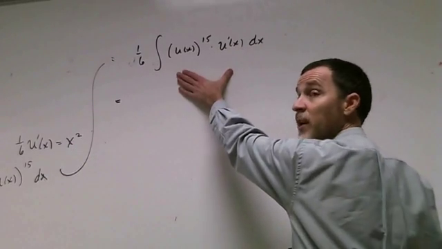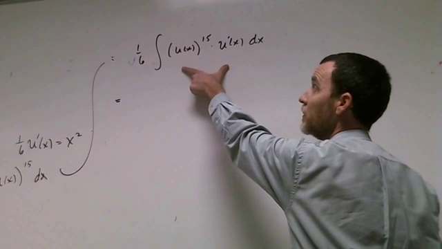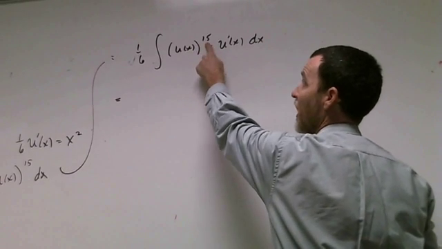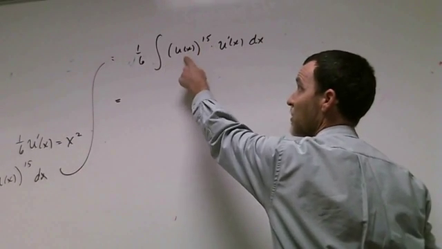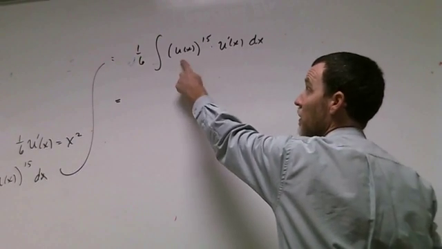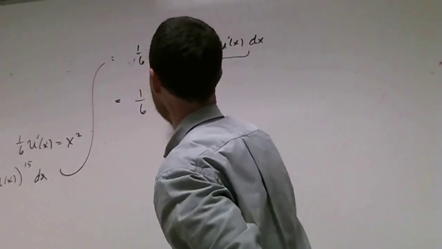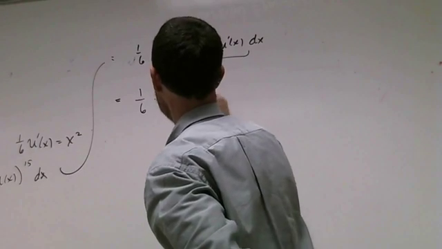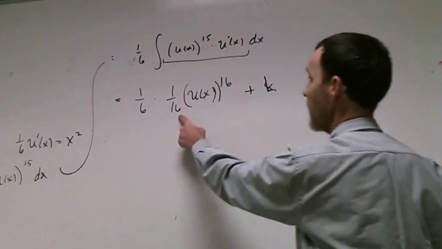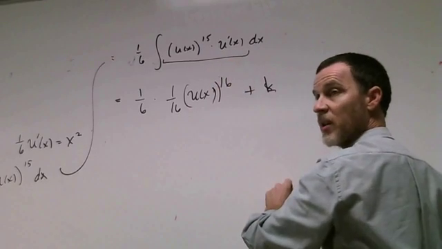Now, you know your chain rule. What's that the derivative of? What happens when you take the derivative of something to a power? Well, the power goes out front, this stays on the inside, you decrease the power, and then you multiply by the derivative, right? So this is the derivative of 1/16 u of x to the 16th, right? You take 1/16 times 16, that's 1, times u of x to the 15th times u prime of x. You get that back.